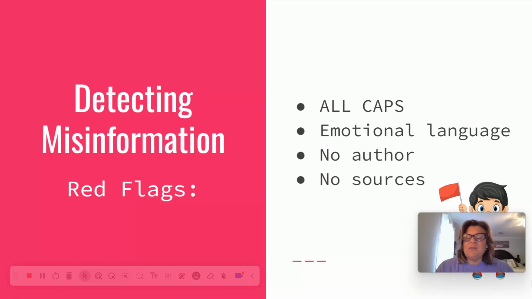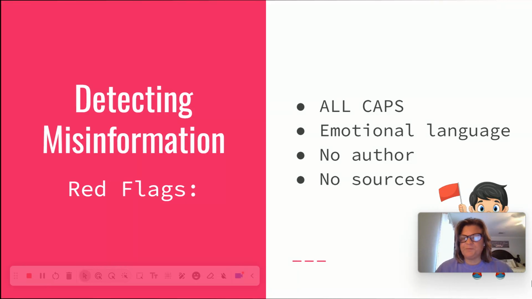Some signs, red flags, so to speak, for detecting misinformation would be looking for all caps or emotional language, which we just talked about a little. No author, no sources. When students see these little red flags, then they can know that that's probably a warning that it's not going to be a very reliable source.